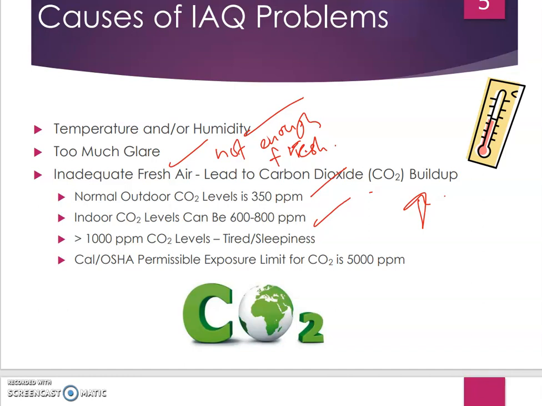So when it reaches 1000 ppm of carbon dioxide, it will lead to tiredness and sleepiness. That's why you will feel more tired and more sleepy, because you don't have enough oxygen in that area. So that's why ventilation of fresh air is very important in any indoor space. OSHA has also set the limit of carbon dioxide at not more than 5000 ppm. If it reaches 5000 ppm, it will lead to health problems immediately.